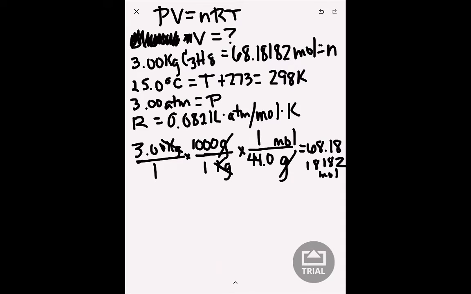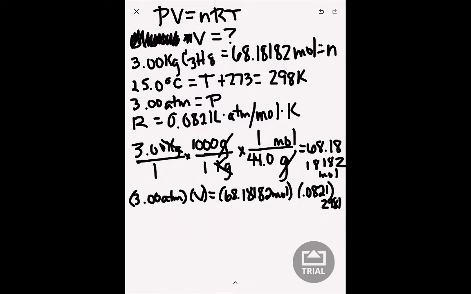So PV equals nRT. P here, we're going to have a pressure of 3 atmospheres. The V we don't know. The N we said was 68.18182 moles. The R is 0.0821 liter atmosphere over mole Kelvin, and I'm going to leave that off because I don't have enough room for it. And then the T is 298 K.